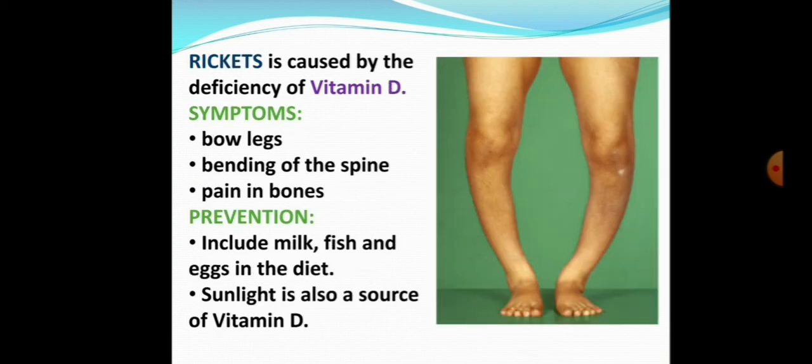Now, the next deficiency disease, rickets. Rickets is caused by the deficiency of vitamin D. Symptoms of rickets: bow legs. You can see curved legs in this picture, and bending of the spine, and pain in bones. It affects our bones a lot, and we have a lot of ache in our bones. Now, how can we prevent rickets? We should include milk, fish and eggs in the diet. We can also get vitamin D from sunlight. Sunlight is a good source of vitamin D.